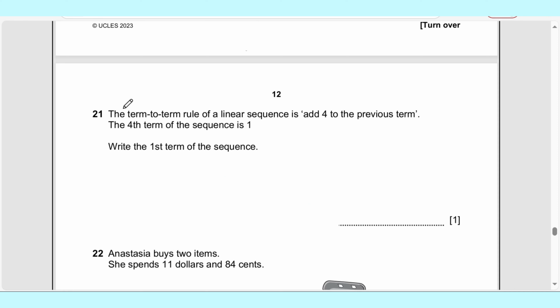Let's move on. Alright, 21. The term-to-term rule of a linear sequence is add 4 to the previous term. The fourth term of the sequence is 1. Write the first term of the sequence.